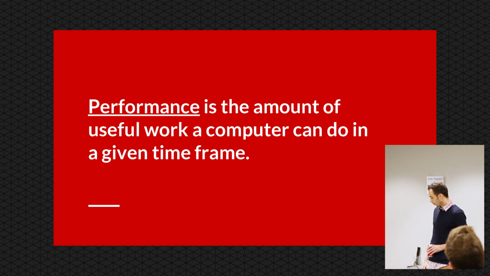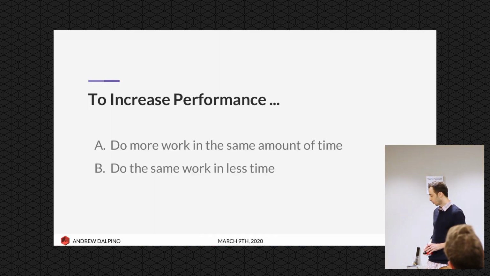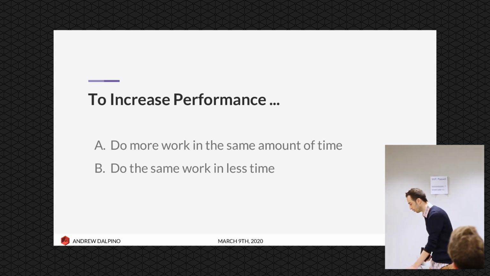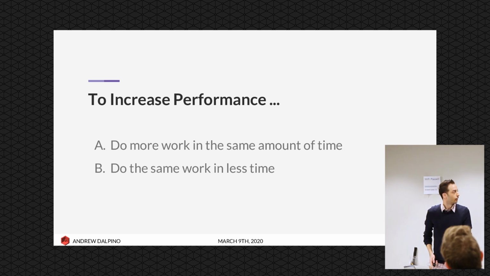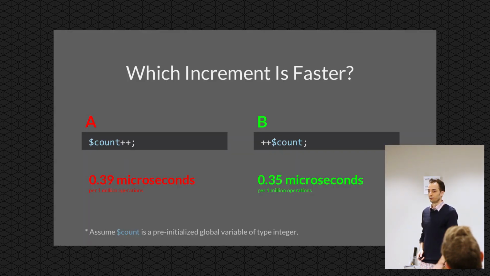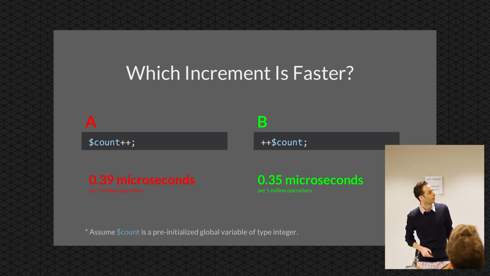Okay, so performance is the amount of useful work a computer can do in a given time frame. To increase performance, either do more work in the same amount of time or do the same amount of work in less time. Which increment is faster? A little trivia here. Anybody know? The difference is this is a post-increment, that's a pre-increment. Who thinks it's A? Who thinks it's B? Well, you'd be right. It's about 0.4 microseconds per 1 million operations.